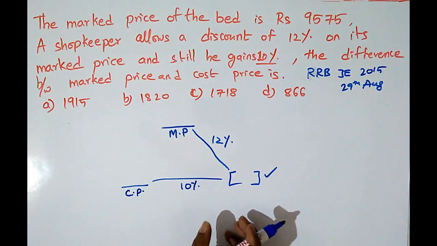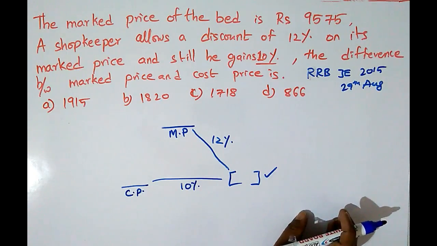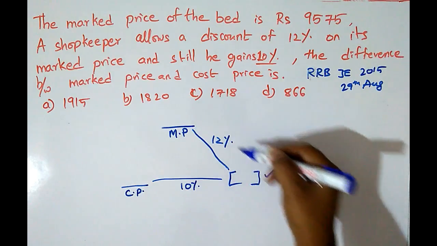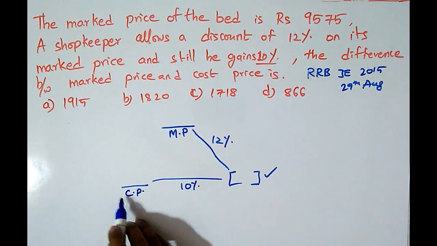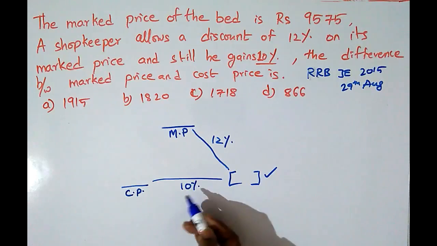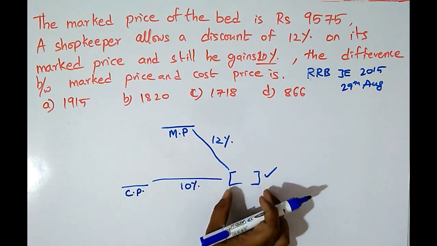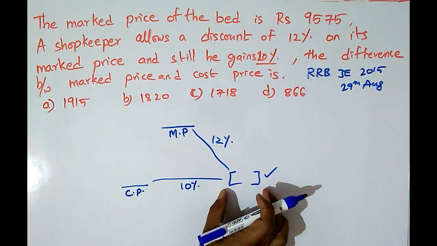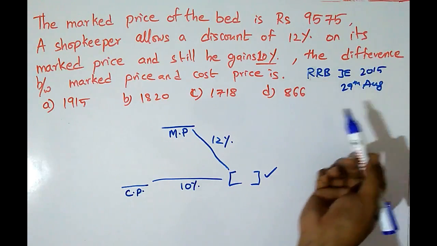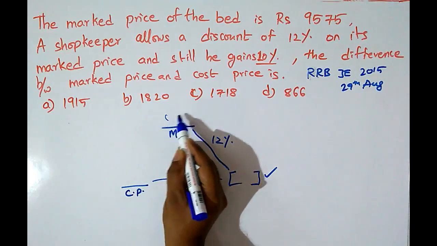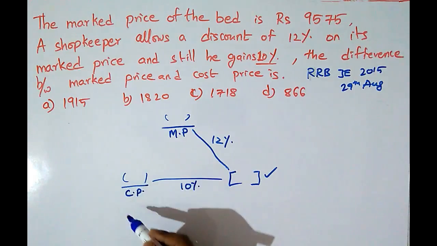Are you getting, friends? If you are the customer, and you pay some amount after availing the discount, then the shopkeeper gets 10% profit with the amount that you are paying. What is the question? The difference between the market price and the cost price. They have asked the difference between this amount and this amount.